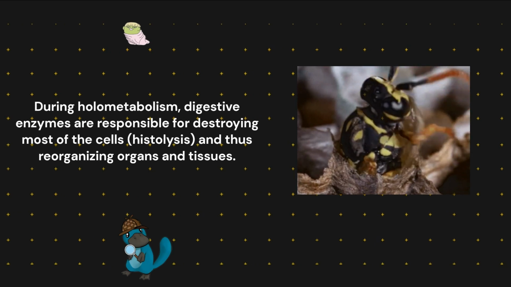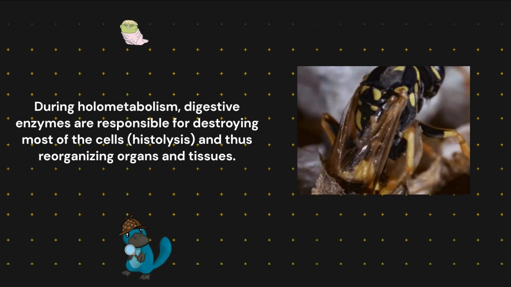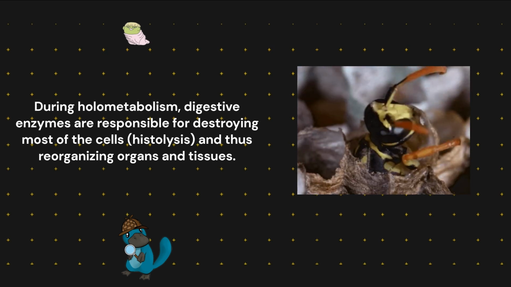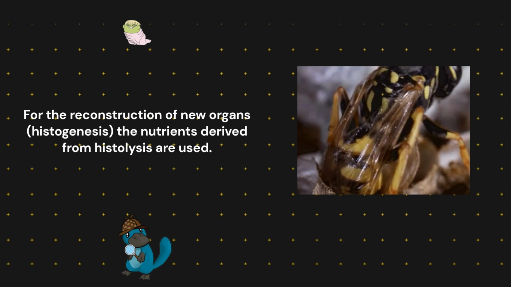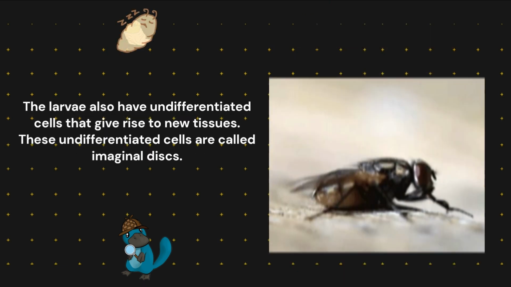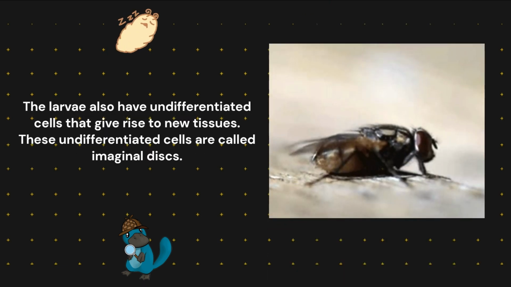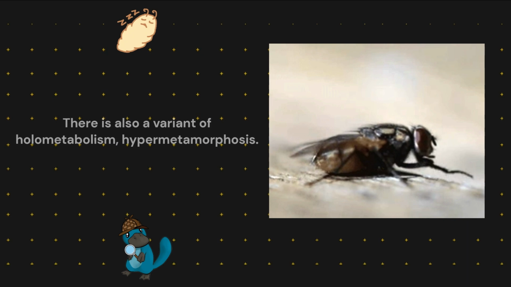During holometabolism, digestive enzymes are responsible for destroying most of the cells, histolysis, and thus reorganizing organs and tissues. For the reconstruction of new organs, histogenesis, the nutrients derived from histolysis are used. The larvae also have undifferentiated cells that give rise to new tissues. These undifferentiated cells are called imaginal discs.